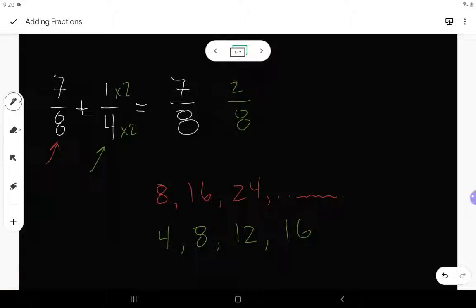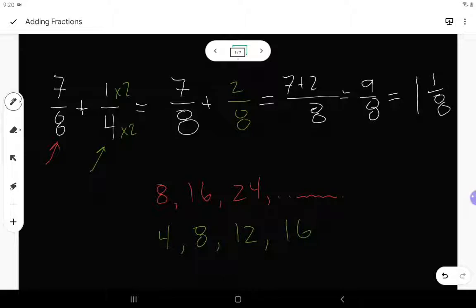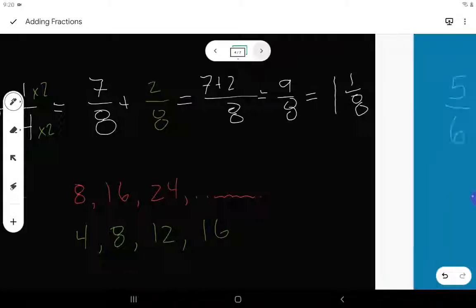Okay? Adding together, my denominator is going to stay as an 8. We did all that work. Up top, 7 plus 2, and that gives me 9 over 8. The last thing I would do, make sure it's in lowest terms, so 8 and 9 have no common factors, but 8 could go into 9 one full time, and then I would have one piece left over as my remainder, so it's the same as 1 and 1 over 8.